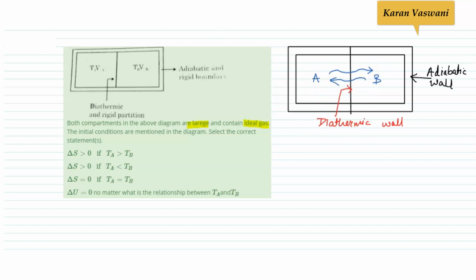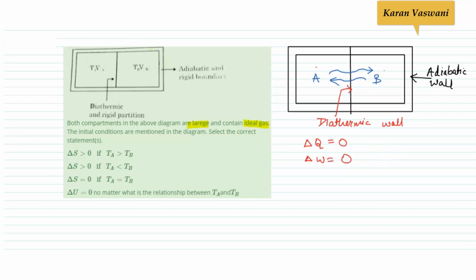And this is an adiabatic wall. If this is the adiabatic wall, it means no heat will be coming from the outside. Only the transfer of heat will be from A to B and not from the outside. And if no heat is coming from outside, therefore delta Q is equal to 0. And if delta Q is 0, then delta W will also be 0.